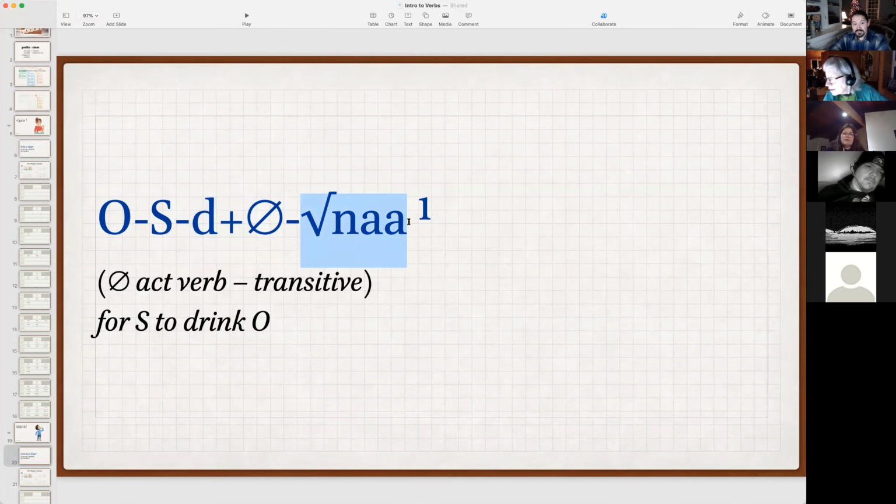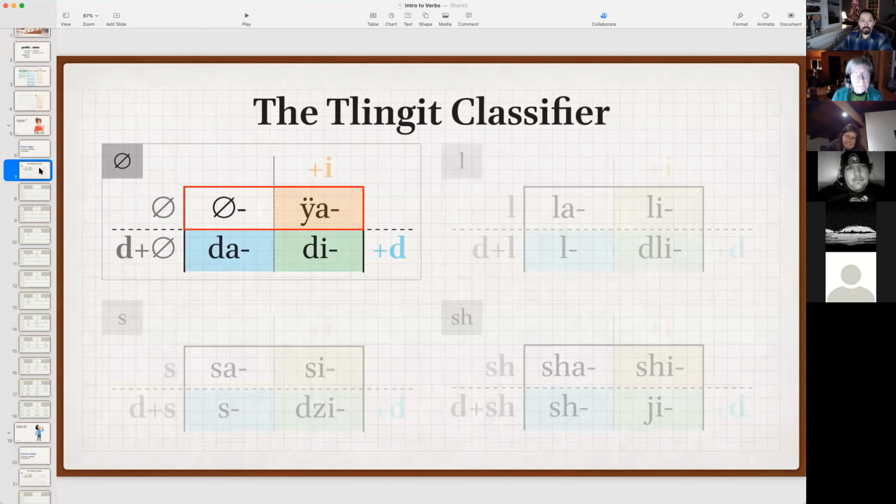Na is the root. There's that little number 1. There's another one, which is to apply some sort of lotion or to be damp. There's another one, which is to die or to inherit money. So there's at least 3 of the na verb roots. It's another 0, and we'll learn later what that means. An act, we'll learn later what that means. Transitive just means there's an object and a subject. It's just a little extra marking so that we keep remembering that they're there. For S, to drink O.